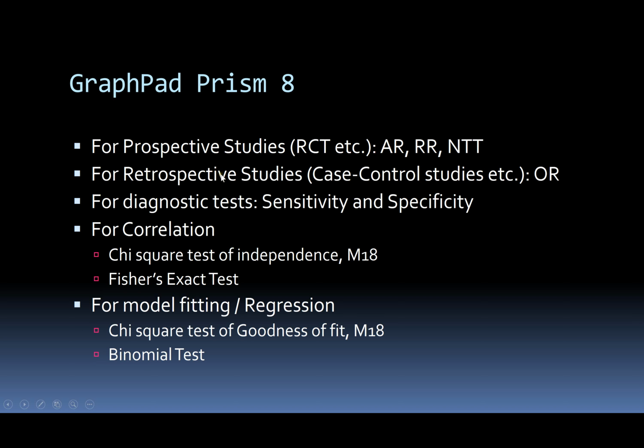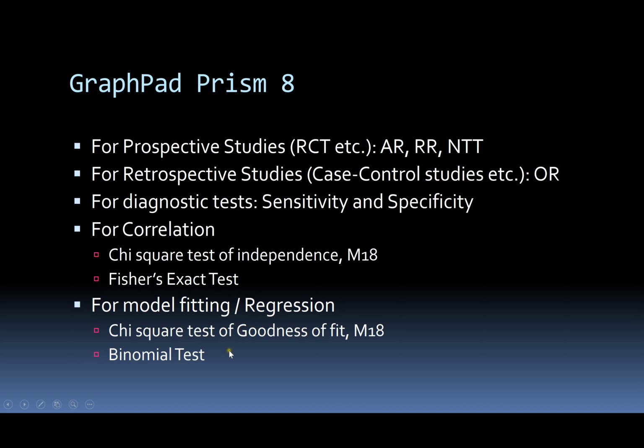For retrospective studies, there are case control studies and so on. The best option to summarize the result is by odds ratio. For diagnostic tests, sensitivity and specificity need to be calculated, and that's the best way to summarize the result. And for correlation, chi-square test for independence, as we have seen in M18, and Fisher's exact test. And for model fitting or regression, we can use chi-square test of goodness of fit and binomial test.